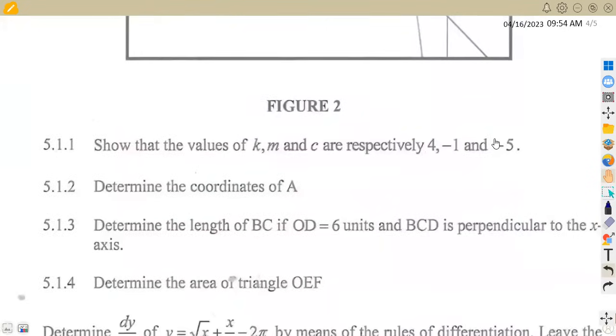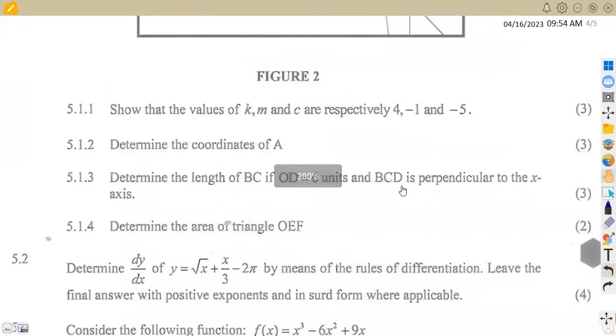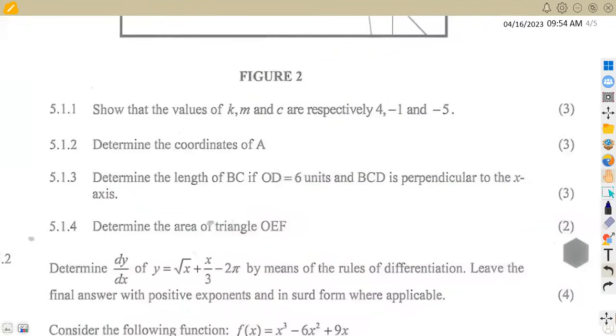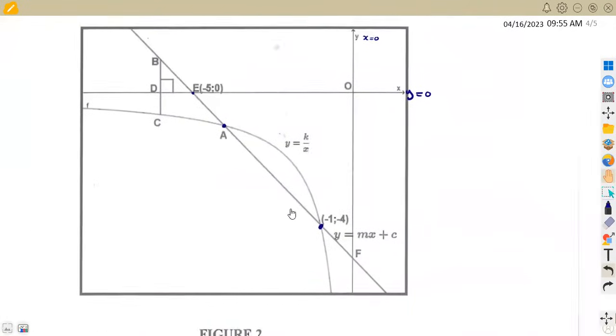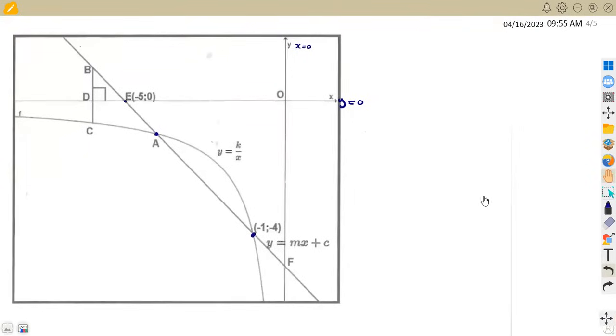Okay, let's see. The first part of the question, 5.1.1, we were asked to show that the values of k, m, and c are 4, -1 and -5 respectively. How can we show that k is 4, m is -1, c is -5? Where is k? k is given in the function k over x. So we are given this function as y is equal to k over x.